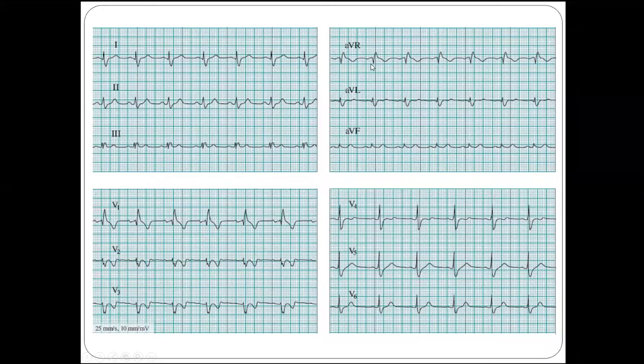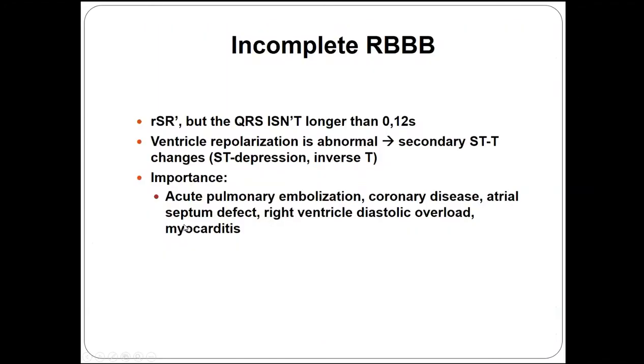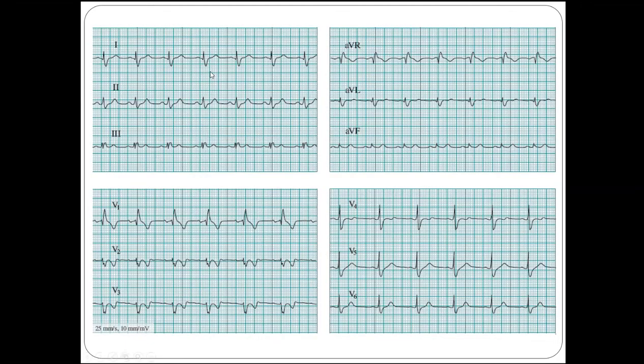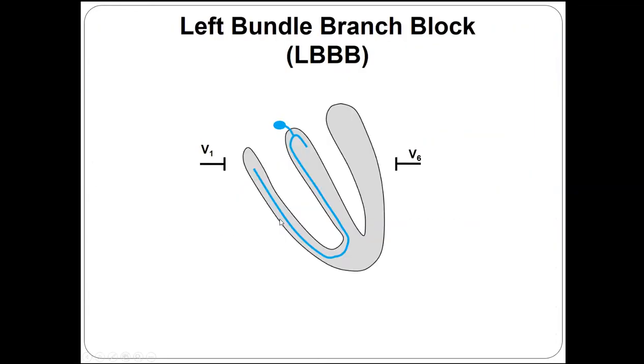Good. We have to look at V1 and V6. Where do you see this R complex? In V1. So right bundle branch block. That's it. Now, incomplete and complete. It doesn't matter, both show the same kind of characteristic signs, the M complex or the S wave, but it depends on the duration of the QRS. If it's less than 0.12, that means incomplete. If it's more than 0.12, complete. That's it. Nothing else.